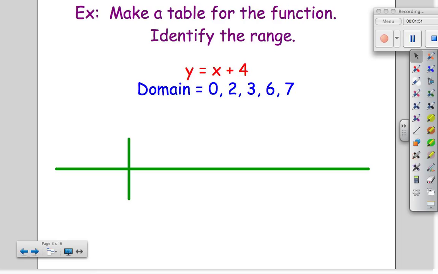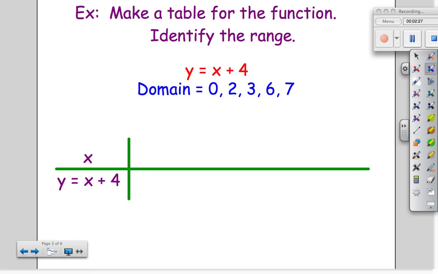We're going to make a table for the following function and identify the range. We've got y equals x plus 4 and a domain of 0, 2, 3, 6, and 7. Again, our x is just our input, so I'm going to put that at the top of my chart. Our range, or our y value, is what comes out. So when I put x in, whatever comes out is my y value, or my range.